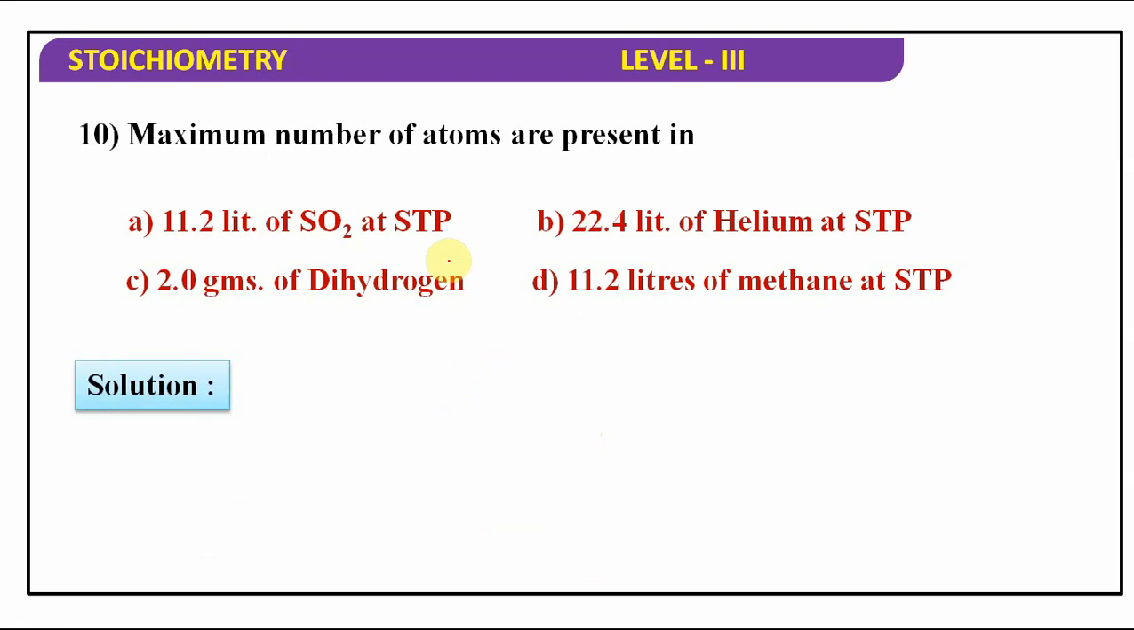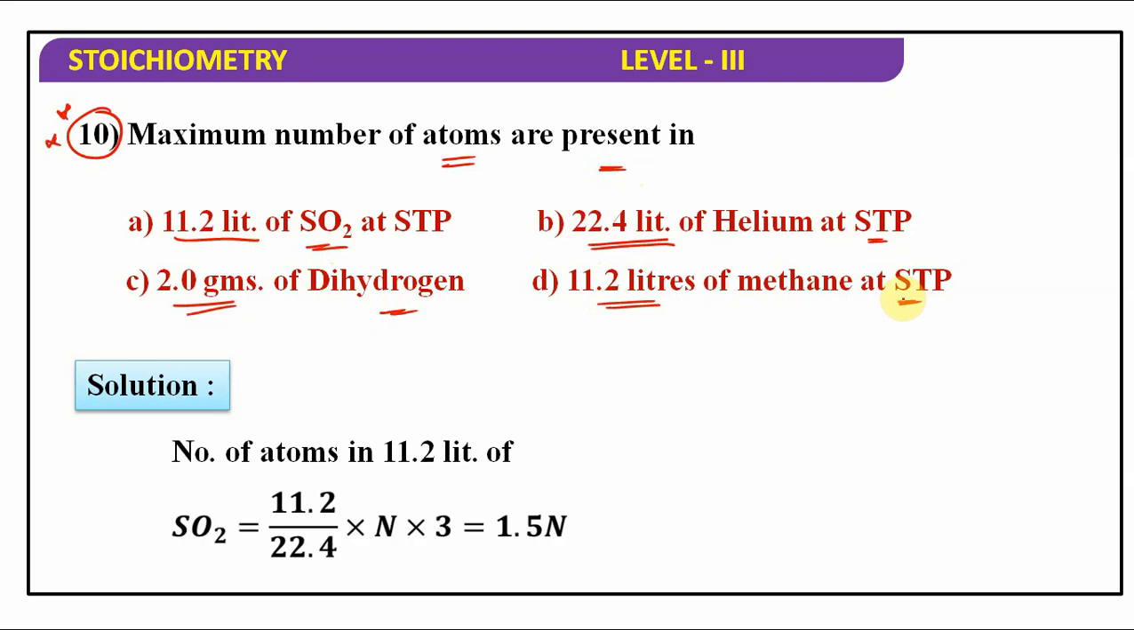Another important question for competitive exams. Maximum number of atoms are present in which of these? They gave different substances: 11.2 liter of SO2, 22.4 liter of helium at STP, 2 grams of dihydrogen, 11.2 liter of methane at STP. Conditions are same. First of all, find the number of atoms in 11.2 liter of SO2.